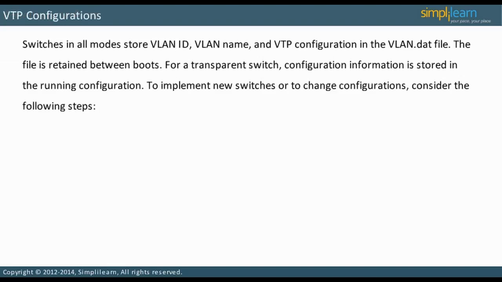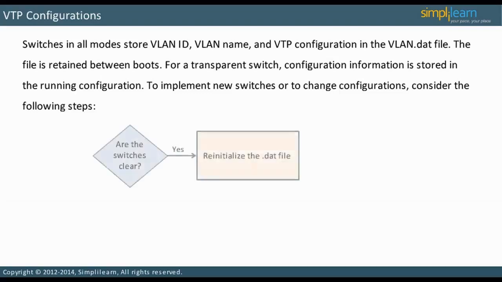For switches in all modes, VLAN ID, VLAN name, and VTP configuration is stored in the VLAN.dat file in the switch. This file is retained between boots. For a transparent switch, configuration information is stored in the running configuration. Since VTP is on by default, you must be cautious when implementing new switches or changing configurations.